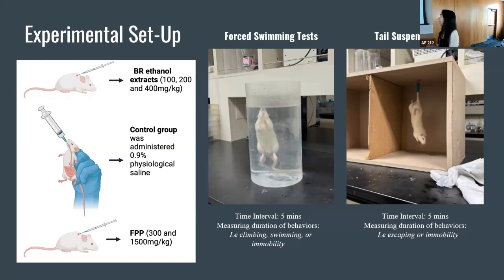But on the other hand, when mice get tired, they start to give up. They start to exhibit this lack of will to live, which results in an immobile behavior. Similarly, in our tail suspension test, we hung the mice up by their tail upside down, and they also exhibited this escaping behavior, trying to land back on all 4 feet. And they also exhibited this immobile behavior when they started to give up and lose the will to live.